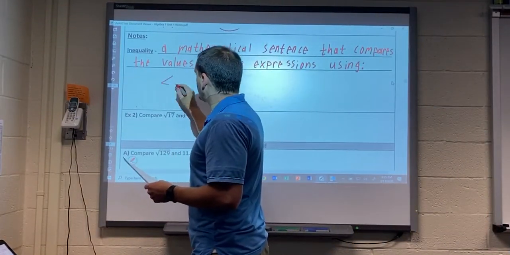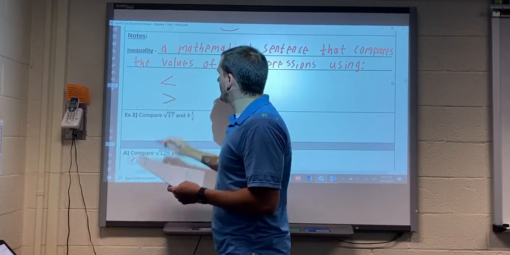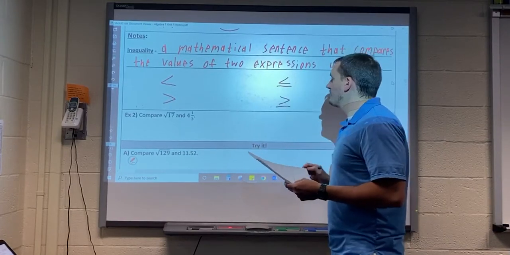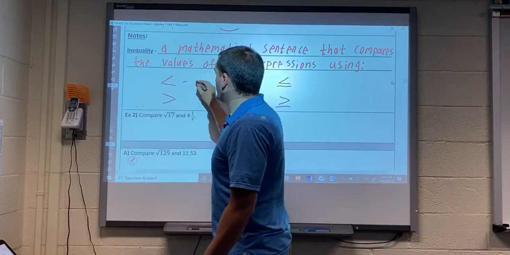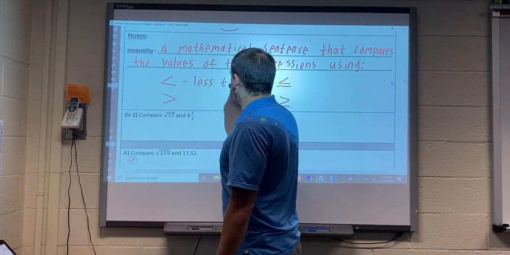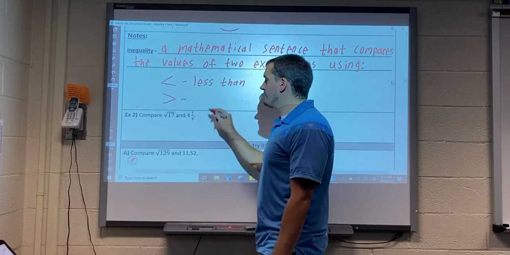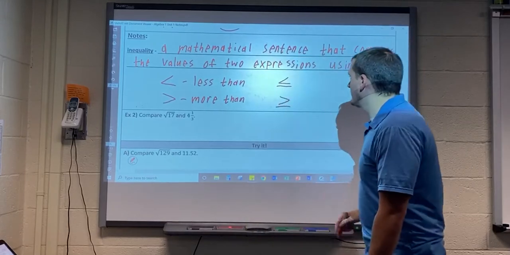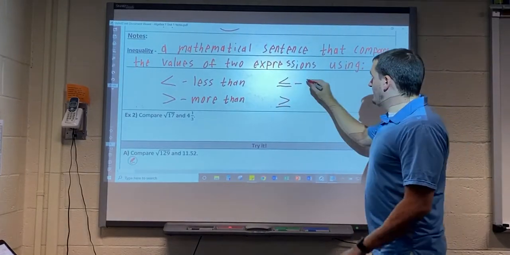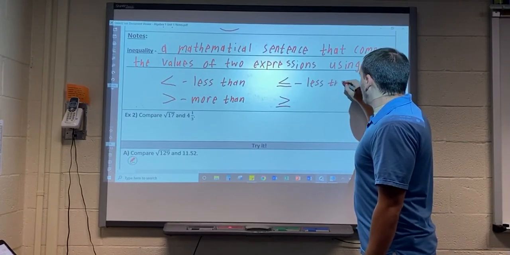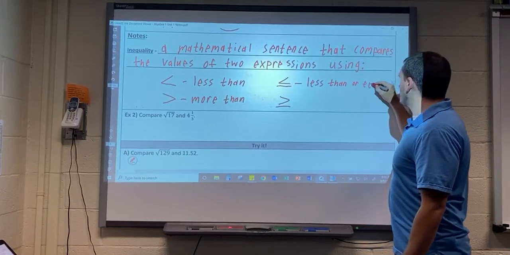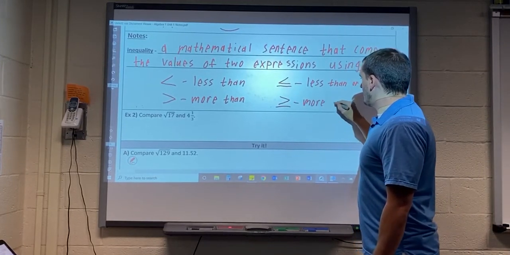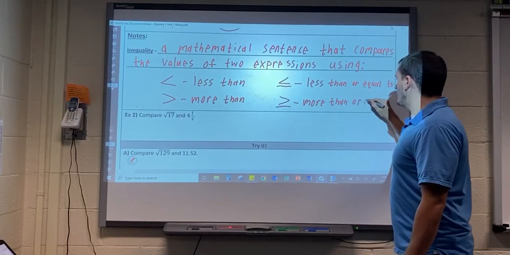down here. So we've got kind of an arrow pointing to the left, arrow pointing to the right, another to the left with a line under it, another to the right with a line under it. This symbol is less than. This symbol is more than or greater than. Next one is less than or equal to. And the last one is more than or equal to.